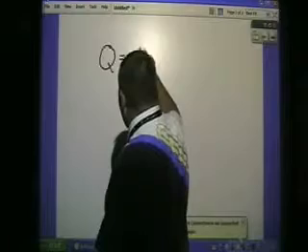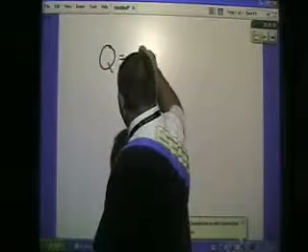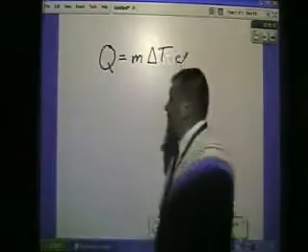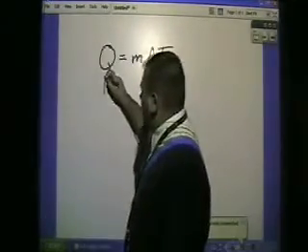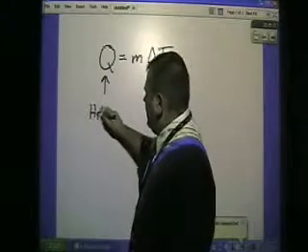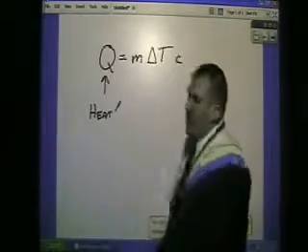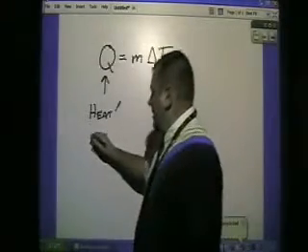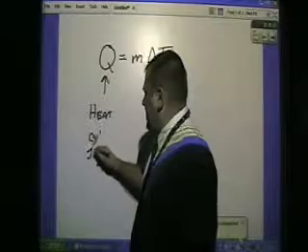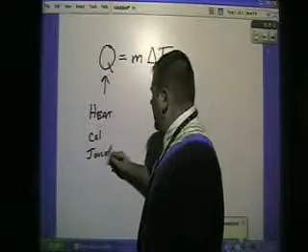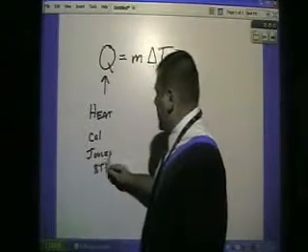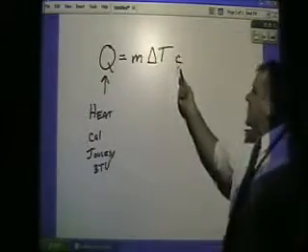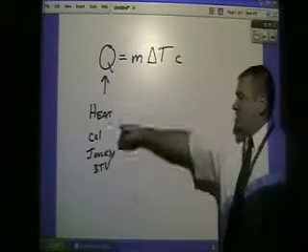Q equals M delta T C. Okay? Now first of all, when we talk about Q, Q is the heat that is in the sample. The amount of heat that it has, the thermal energy contained with the sample. That can be measured in calories, it can be measured in joules, it can be measured in BTUs. It doesn't matter which one you have, but the only thing it is going to matter is this C value over here is going to be different for the different values.